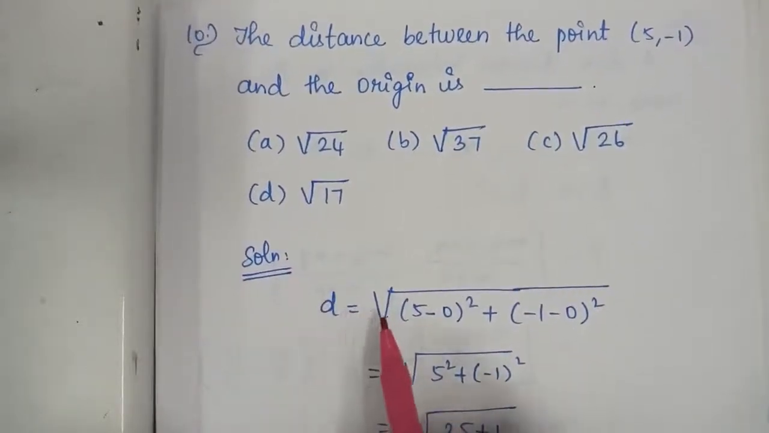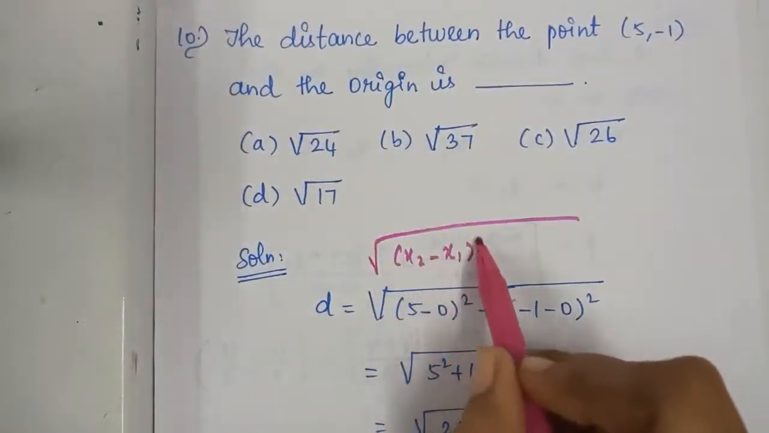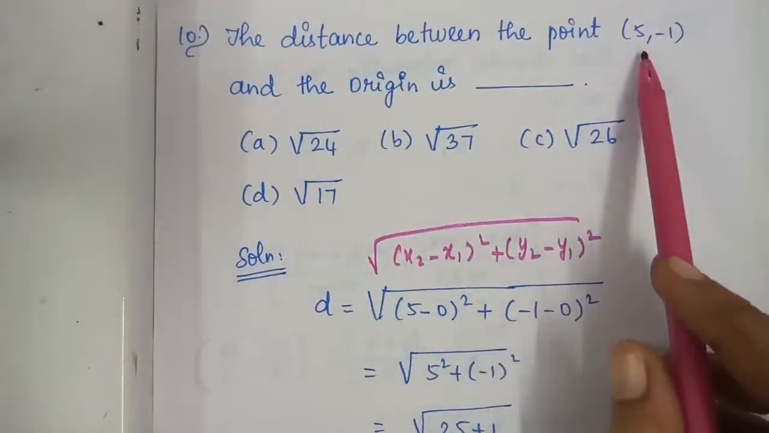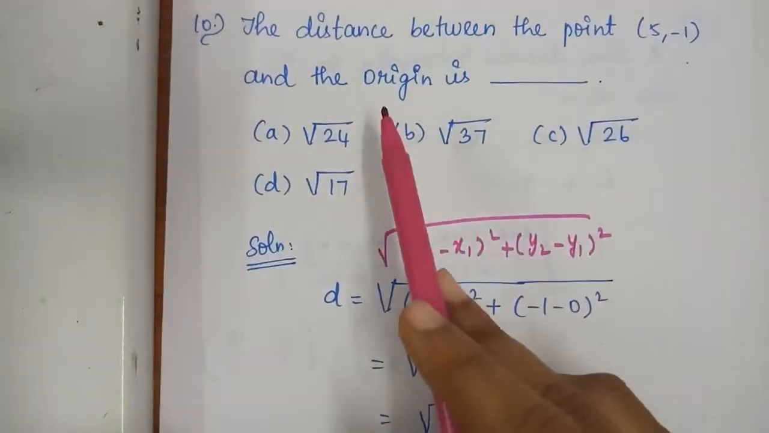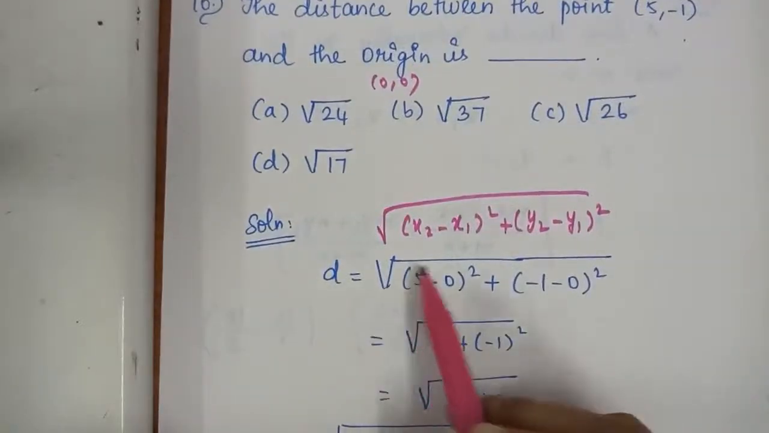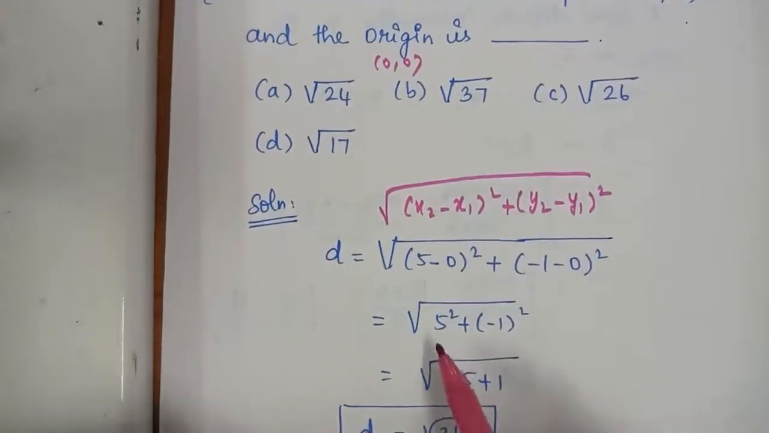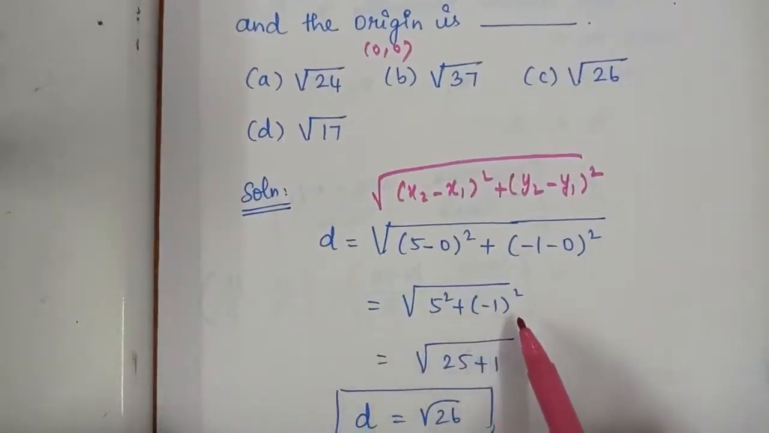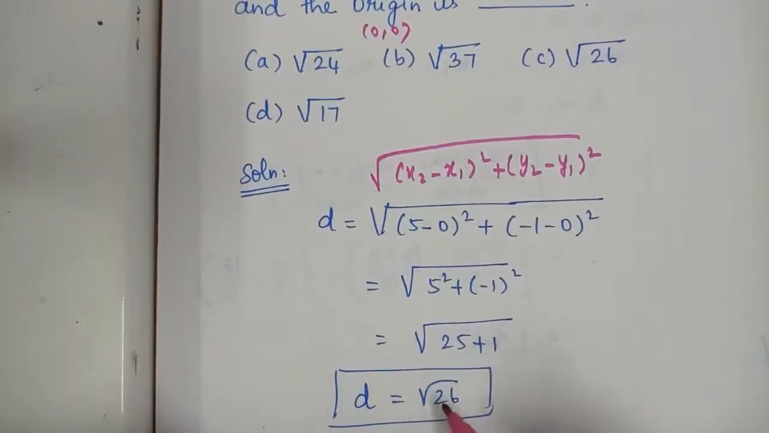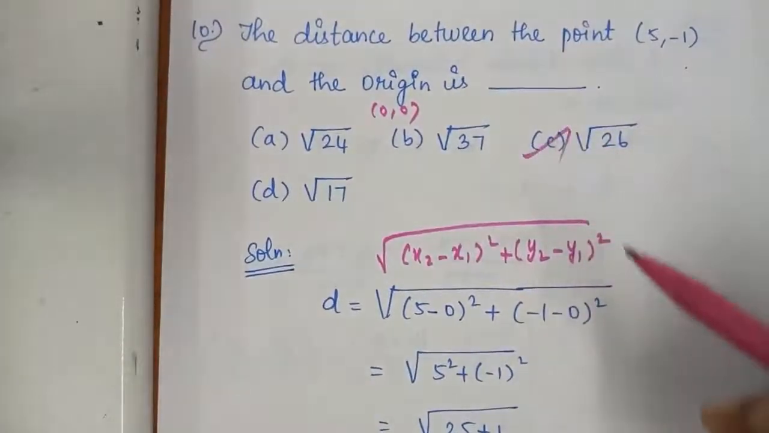So solution, D is equal to the distance formula we know, root of x2 minus x1 the whole square plus y2 minus y1 the whole square. So here the first point is 5 comma minus 1 and the second point, that is origin, is 0 comma 0. So substitute the values in the formula, you get root of 5 minus 0 the whole square plus minus 1 minus 0 the whole square, which is equal to root of 5 square plus minus 1 the whole square is equal to root of 25 plus 1. So the distance D is equal to root 26. So the correct option is option C, root 26.